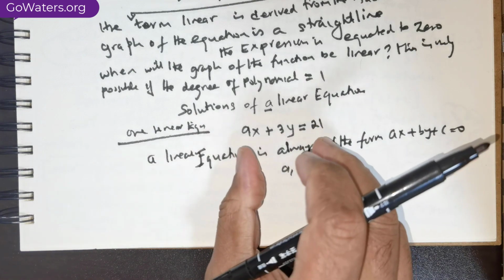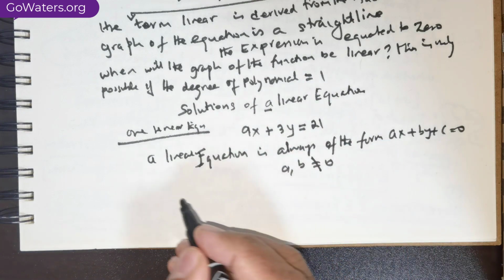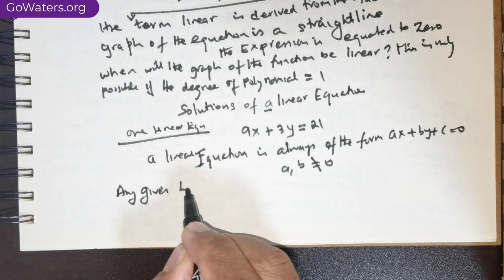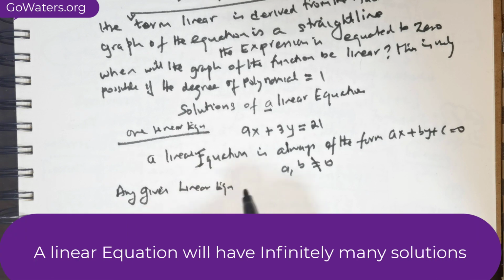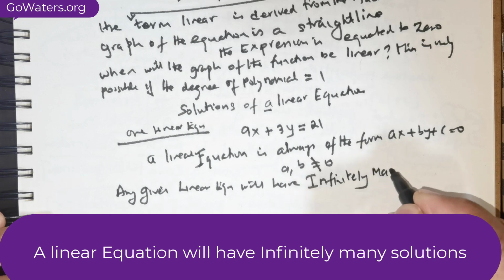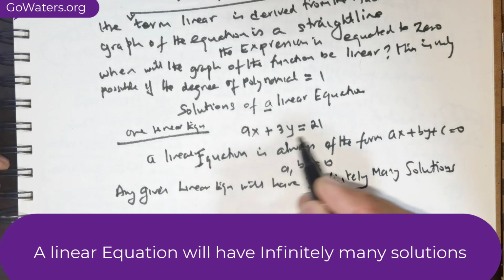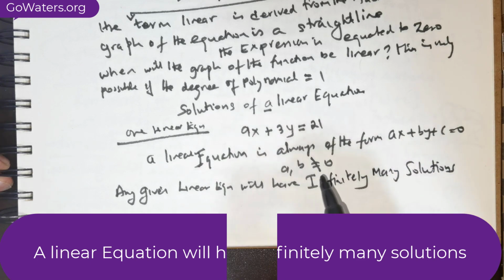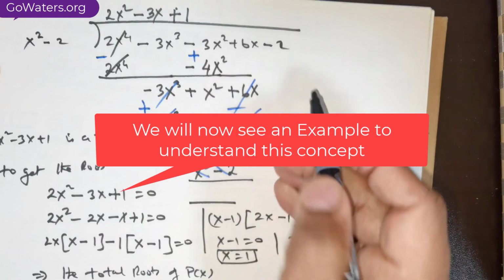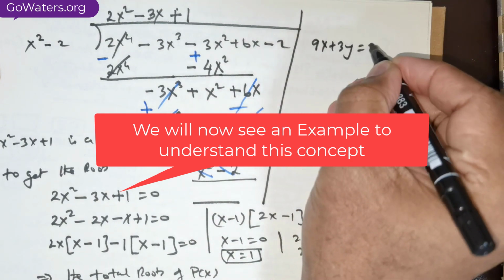So this equation exactly falls in line with the general form of the linear equation. And if someone were to ask you, find the number of solutions for this particular system, you have to state here that any given linear equation will have infinitely many solutions. Now what does it exactly mean? Now I have taken this system, 9x + 3y = 21. Now let me use this part of the space here. So I would be taking 9x + 3y = 21.